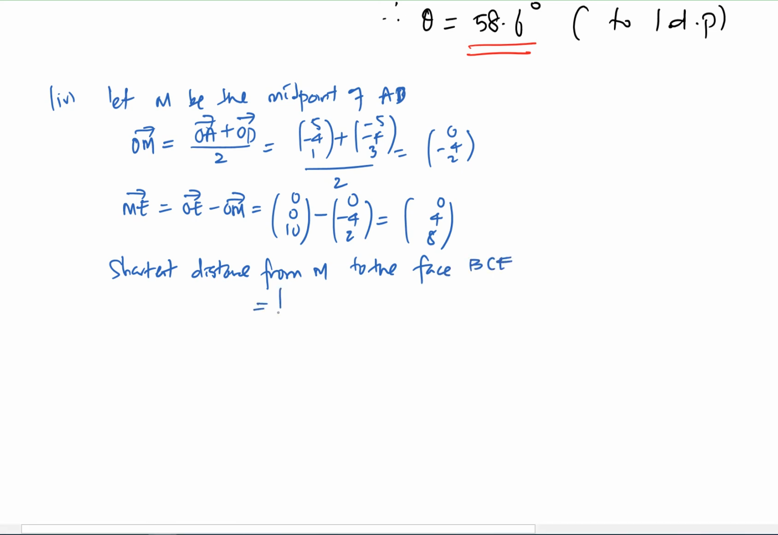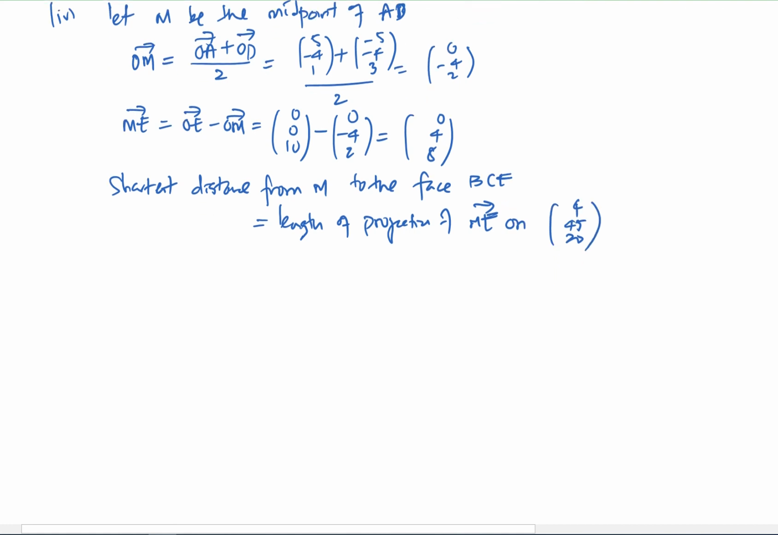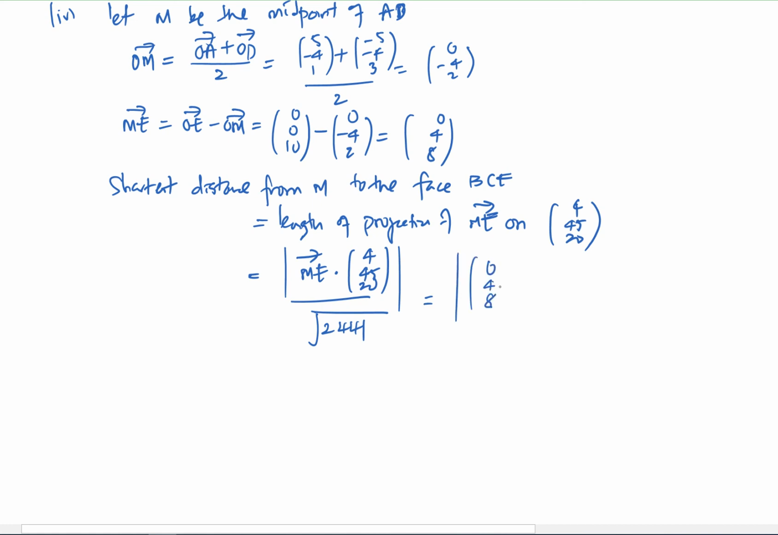It is actually, write your thoughts, length of projection of ME on 4, 45, and 20. So the examiner knows what you're going to do. So it will be ME dot with 4, 45, and 20 over, I think we have already calculated, this one was 2441 from the previous part, 4 squared plus 45 squared plus 20 squared. Okay, this is all in modulus. So it is 0, 4, 8 dot 4, 45, 20.